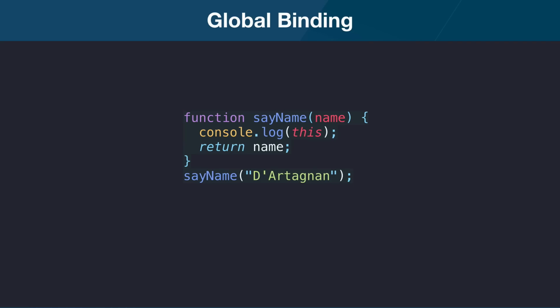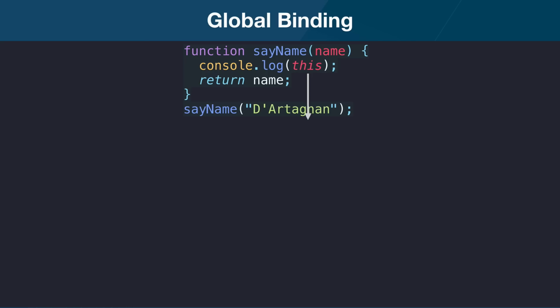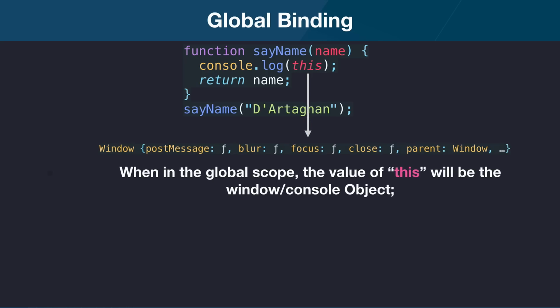The first is the global context. If I have a function that's just written in the global context, and I were to console log this, we're going to get the window or the console object where JavaScript is run. So the principle number 1 is the global binding. When in the global scope, the value of this will be the window or console object.